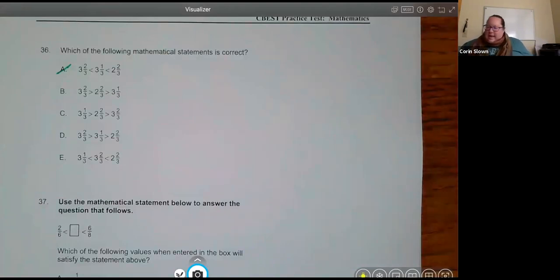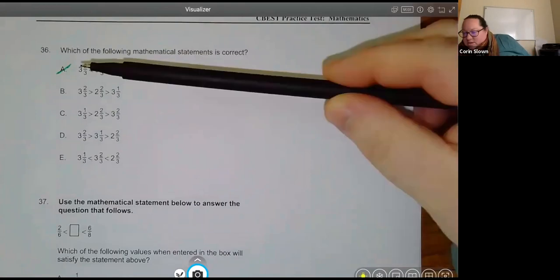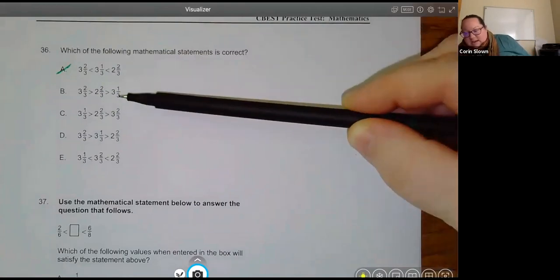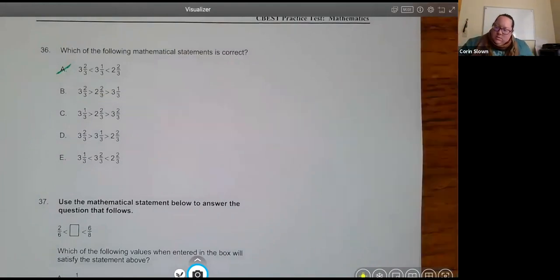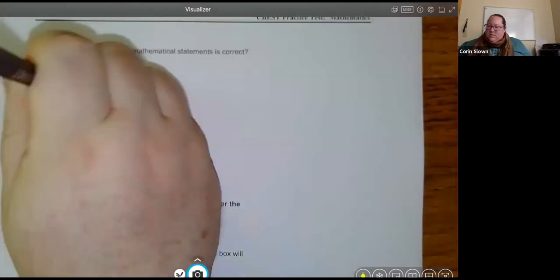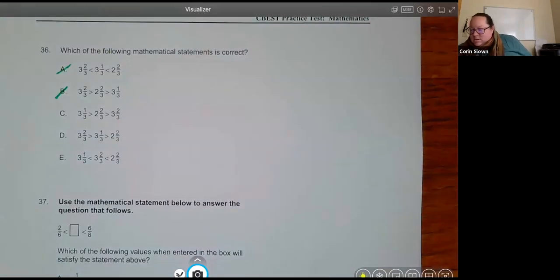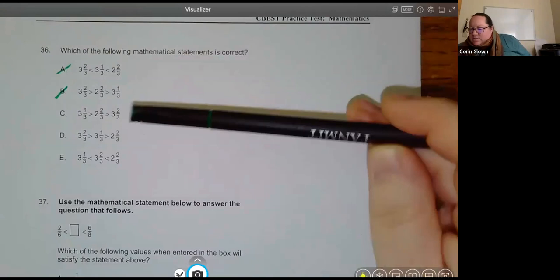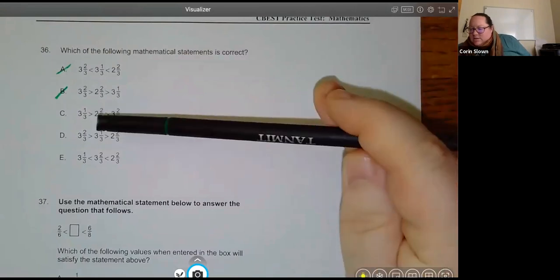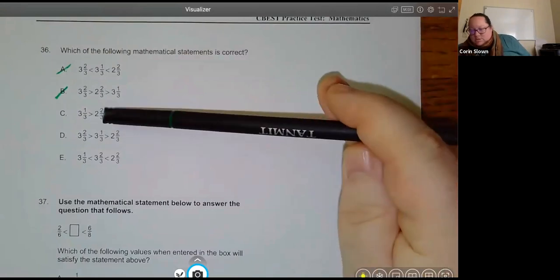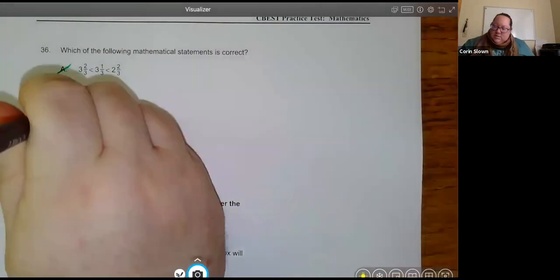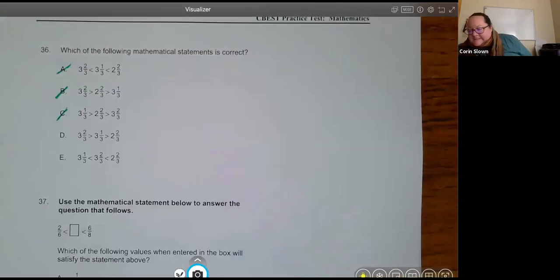Let's take a look at B. Well, 3 2/3 is certainly greater than 2 2/3, but 2 2/3 is not greater than 3 1/3. So that's not an option. Let's take a look at C. So I have 3 1/3 is greater than 2 2/3. That's true. But 2 2/3 is not greater than 3 2/3, so that's not an option.